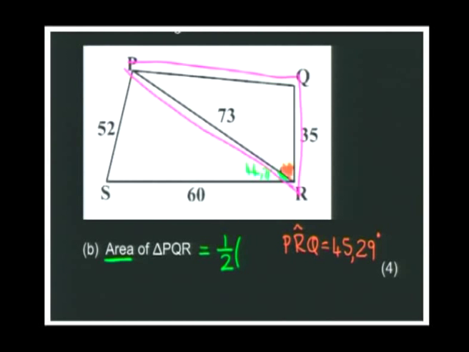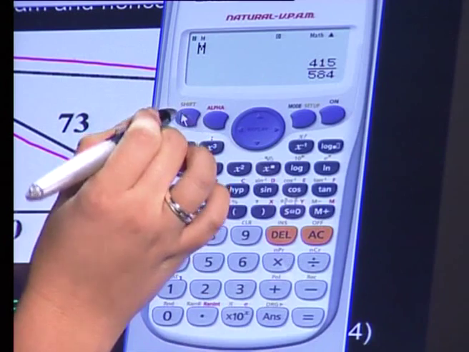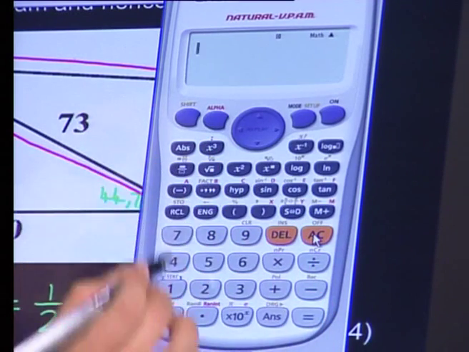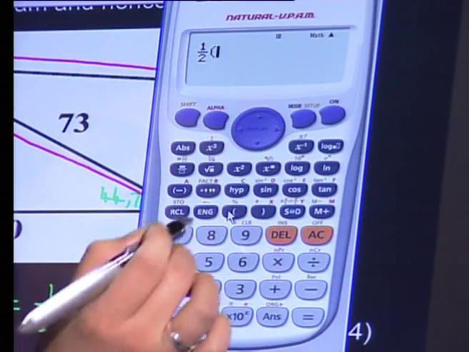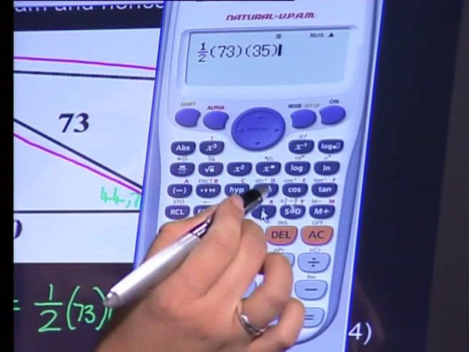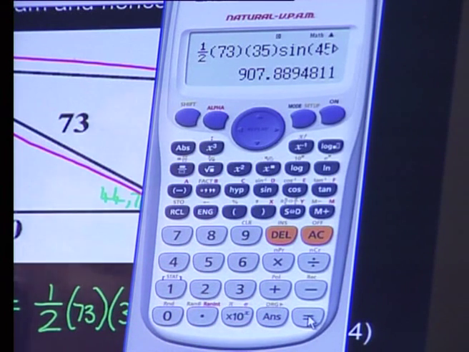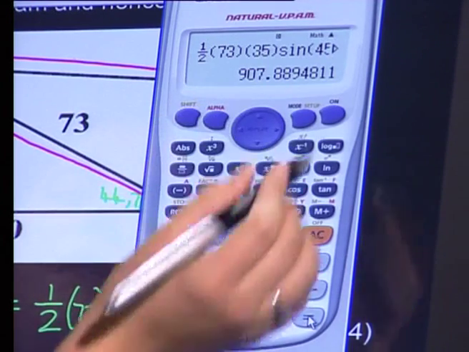So we say half of our side PR, which is 73, multiplied by side QR, which is 35, sine the angle which we find here, which is 45,29 degrees. And again, our calculator is going to do all the hard work, and we simply substitute. And again, watch what I'm doing. I'm just clearing the memory. And we now have a half. This is multiplied to 73 and 35. And sine of our angle of 45,29 degrees. And our answer is 907,889, etc. And this is our final answer, so we can round off.